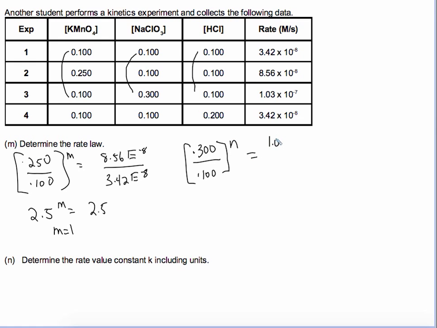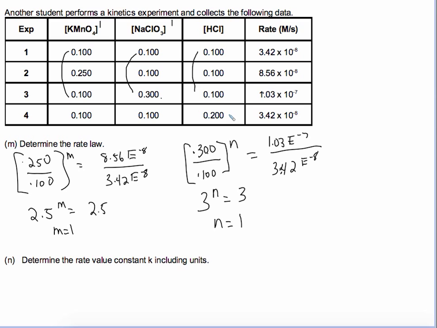We'll just do n for this one, is going to equal, I take the big number, 1.03 e to the minus 7. Well, not necessarily the big number, but the one that matches the 3 there. So the 3, I got to use its rate. And the 0.1 is 3.42 e to the minus 8. And if you do that for this one, you get 3 to the n power equals 3. So n equals 1. So I guess I should write, this one's first order.